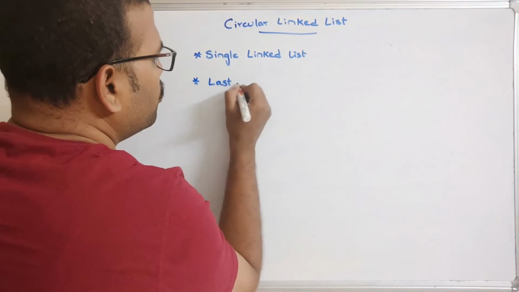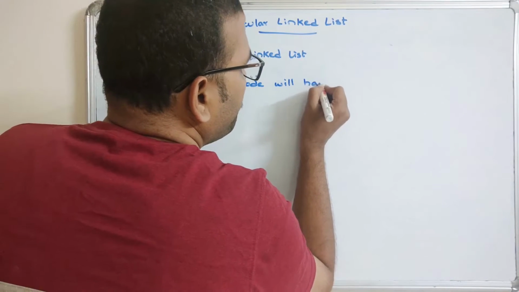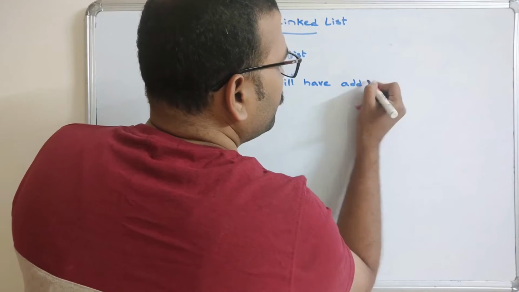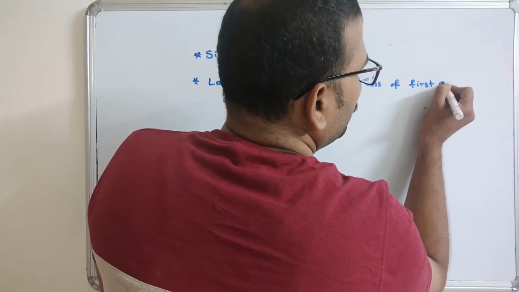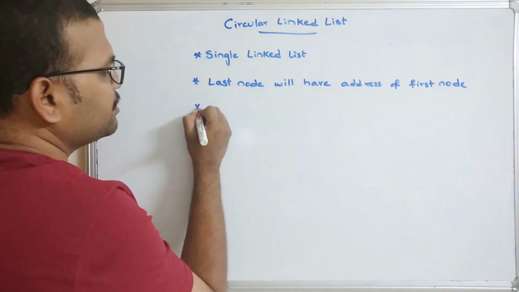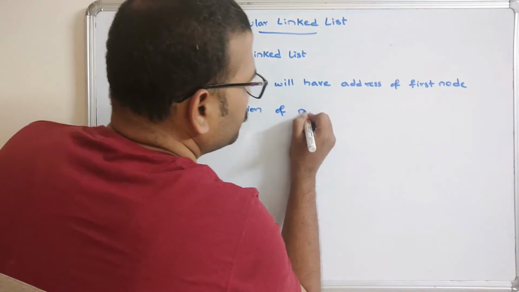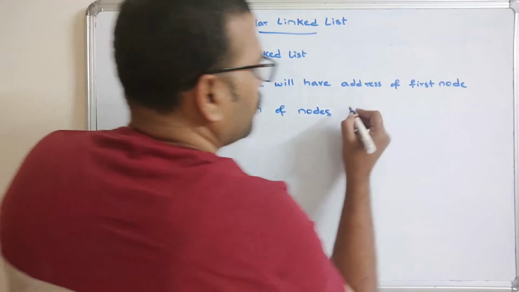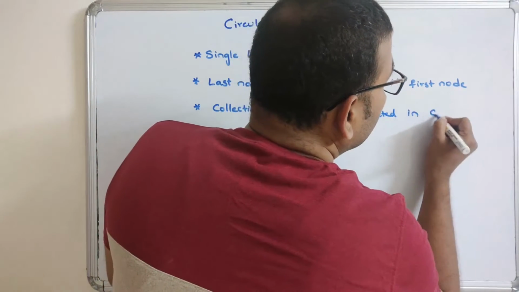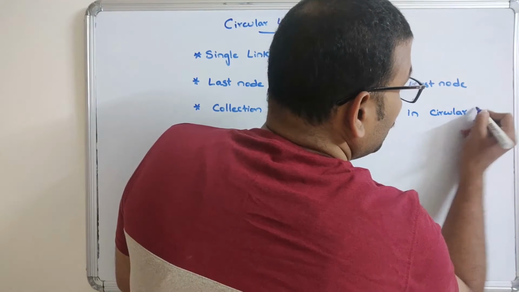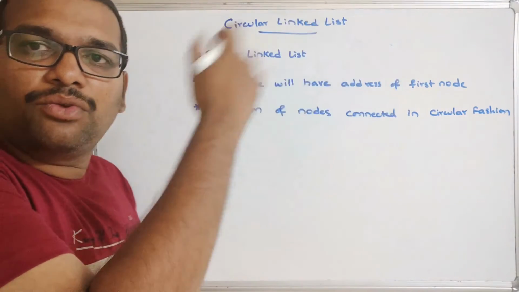the last node will have the address of the first node. That means a collection of nodes connected in circular fashion. Circular fashion means the last node will be connected to the first node.